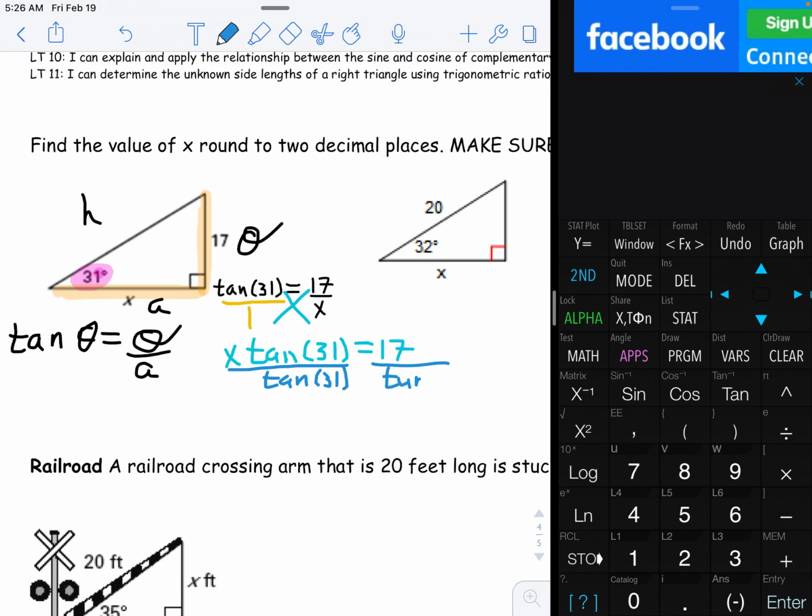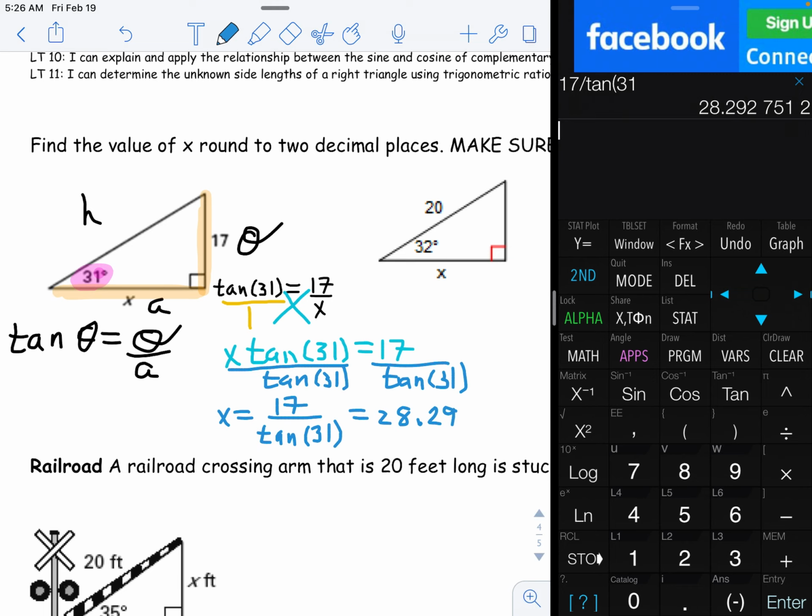Now we could plug in tan 31 immediately, but we want to wait till the very end because it's going to reduce rounding errors. If you plug it in immediately, as you saw before, you get crazy decimals and it's just harder to deal with. We're going to wait till the very end. So x equals 17 divided by tan 31. In my calculator, I just do 17 divided by tan 31 and hit enter. And boom, 28.3. It says rounded to 2 decimal places, so 28.29.